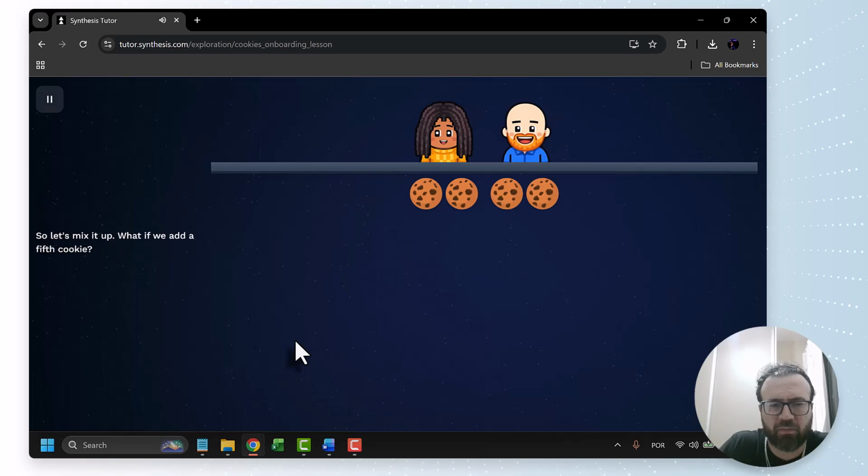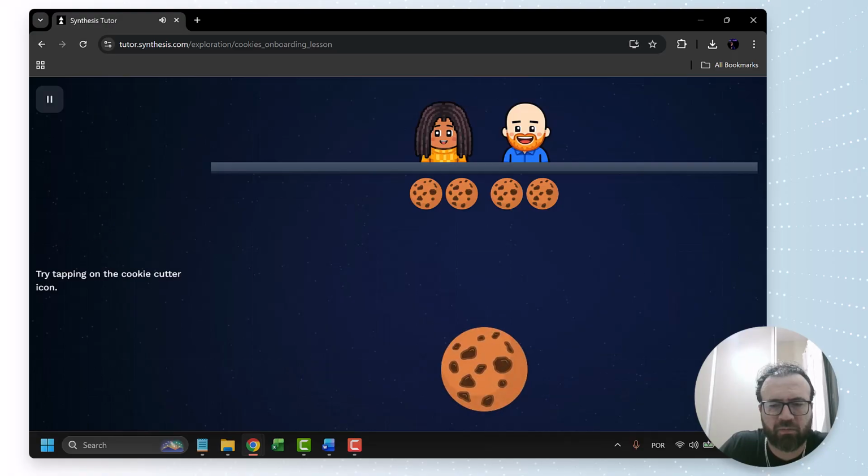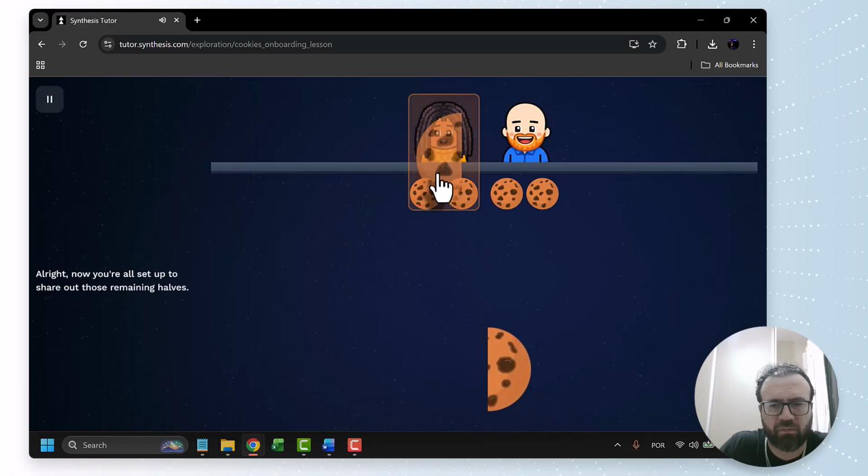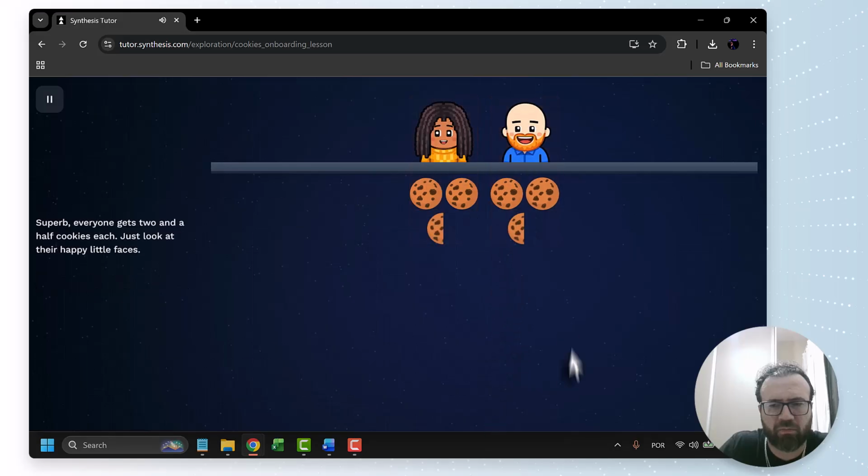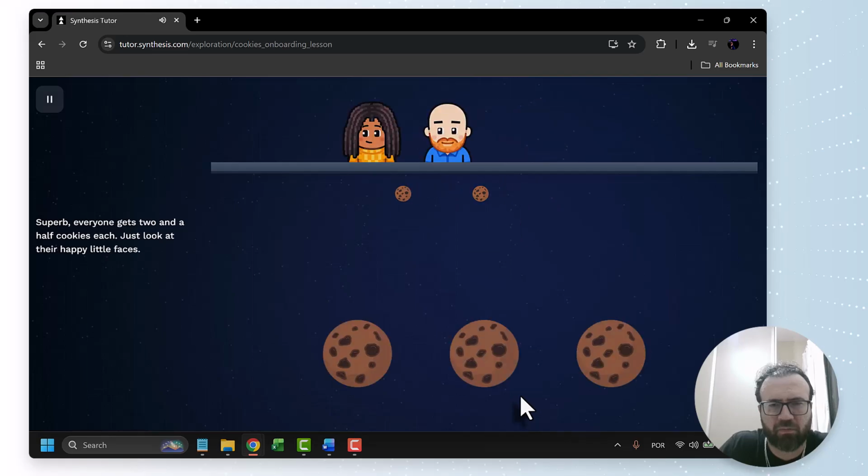What if we add a fifth cookie? This one's a little more tricky to share. Try tapping on the cookie cutter icon. Now switch off the cookie cutter. All right, now you're all set up to share out those remaining. Superb. Everyone gets 2.5 cookies each. Just look at their happy little faces.